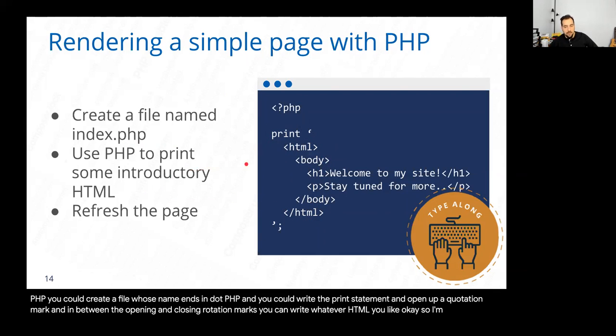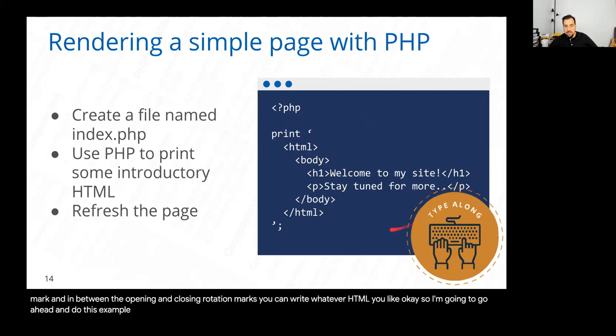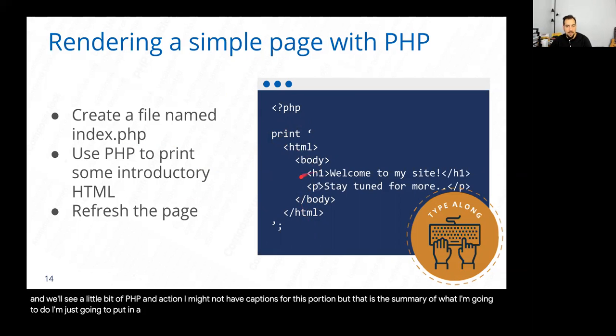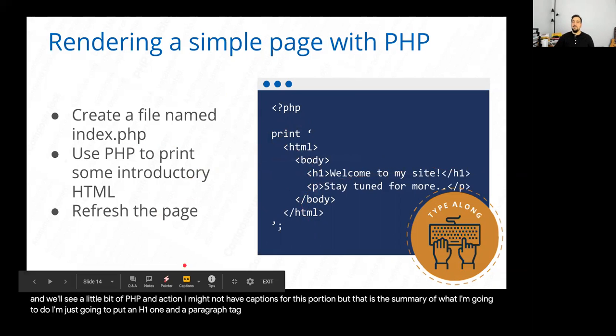Okay, so I'm going to go ahead and do this example. I'm going to create a PHP page, which is very, very basic, and I will just print out an H1 and a paragraph, and we'll see a little bit of PHP in action. I might not have captions for this portion, but that is the summary of what I'm going to do. I'm just going to put in H1 and a paragraph tag.